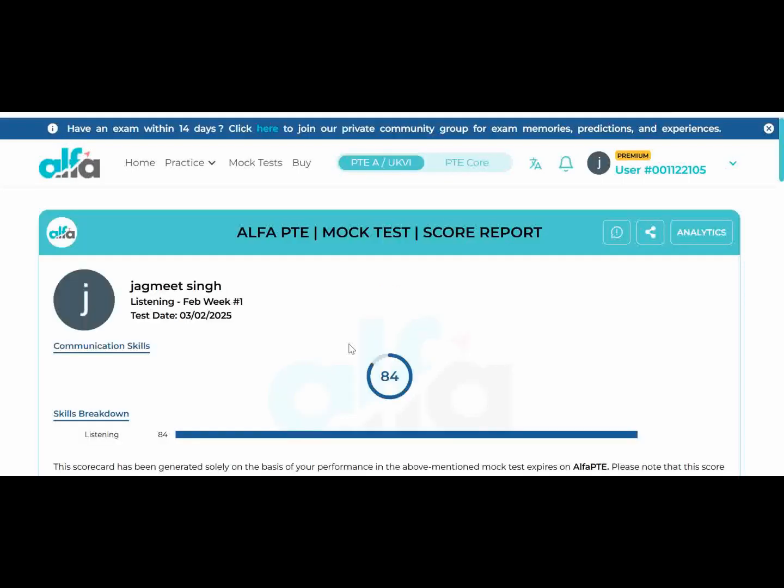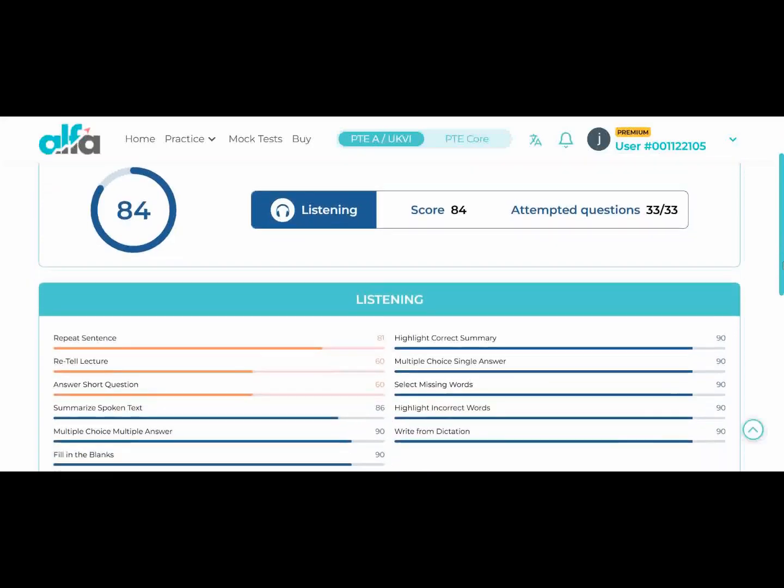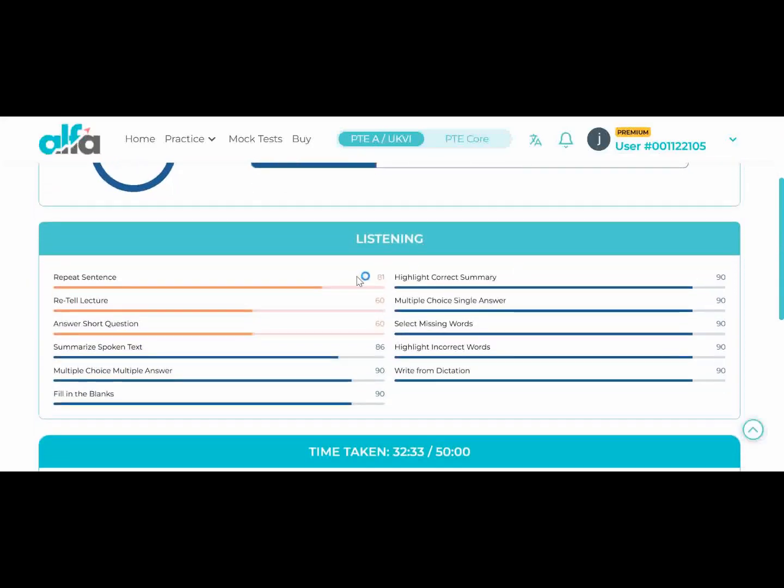So it will show you your score. So here is the score of the listening section test. You can see it's from February week 1 and the overall score is 84, and the total number of questions were 33 and the attempted questions were 33. And this is the task-wise score: repeat sentence, read aloud lecture, answer short question, summarize spoken text, then MCQ multiple, filling the blanks, then highlight correct summary, and all the parts, highlight incorrect words and write from dictation.